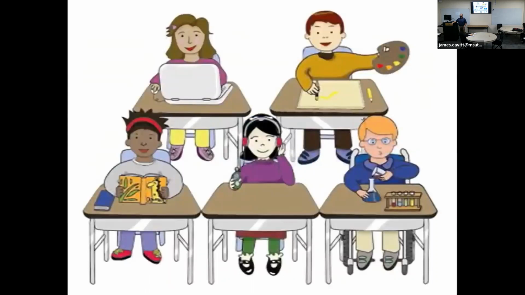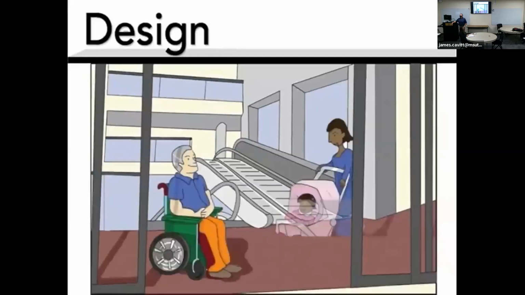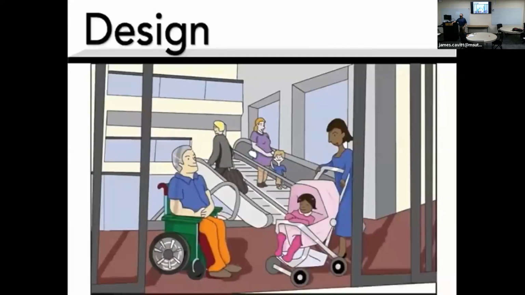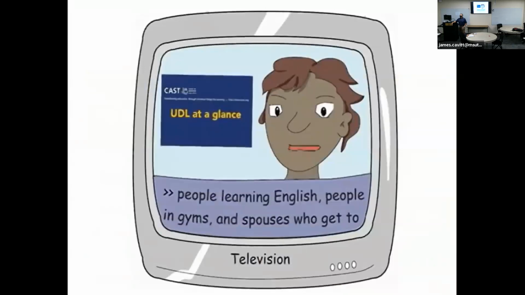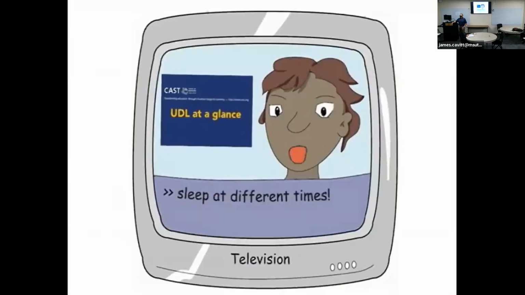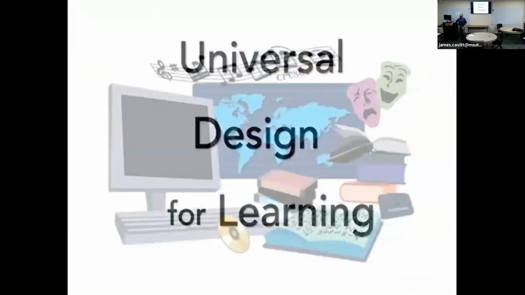So how do we make a curriculum that challenges and engages diverse learners? This is where the word design comes in. A universally designed building is planned to be flexible and to accommodate all kinds of users, with and without disabilities. It turns out that if you design for those in the margins, your building works better for everyone. Curb cuts and ramps are used by people in wheelchairs, people with strollers, and people on bikes. Captioning on TV serves people who are deaf, people learning English, people in gyms, and spouses who get to sleep at different times. UDL takes this idea and applies it to the design of flexible curriculum.